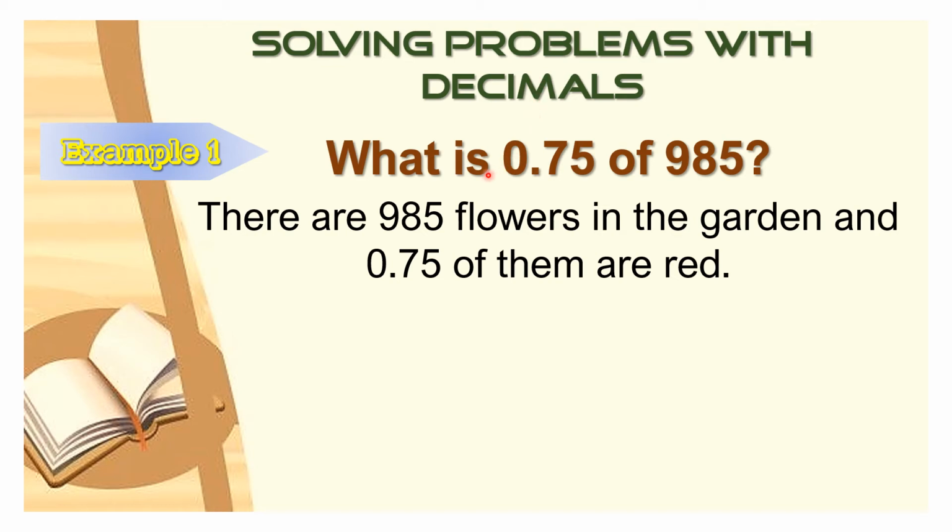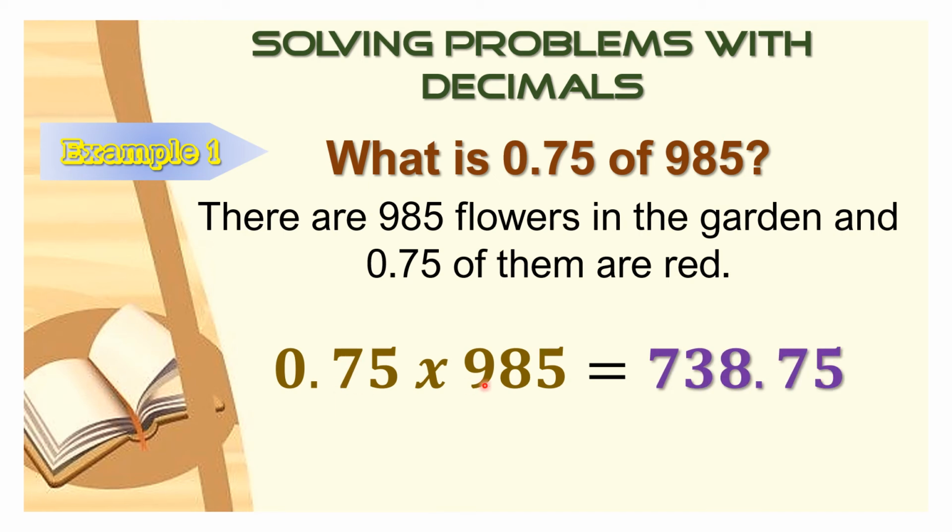So we have here example number 1. What is 0.75 of 985? To visualize, here is the statement, which is the same as the question. There are 985 flowers in the garden and 0.75 of them are red. Now we're going to identify the exact number of red flowers out of 985. In this problem, we simply multiply the decimal value to the whole number.